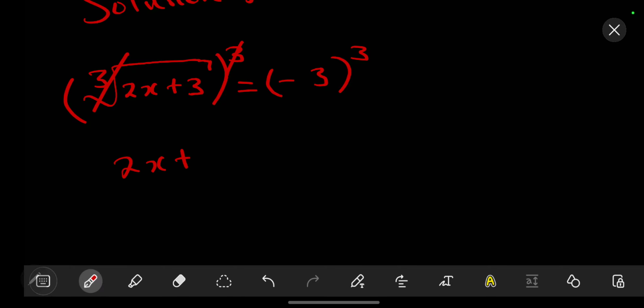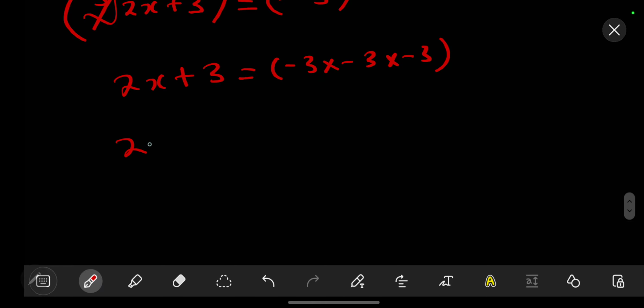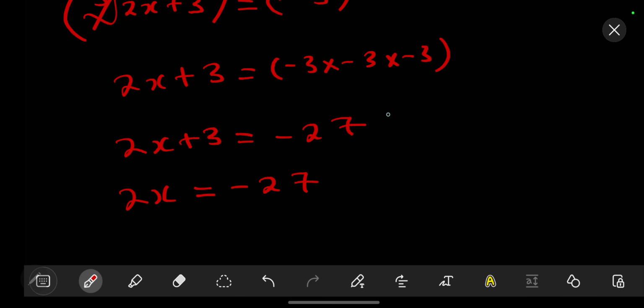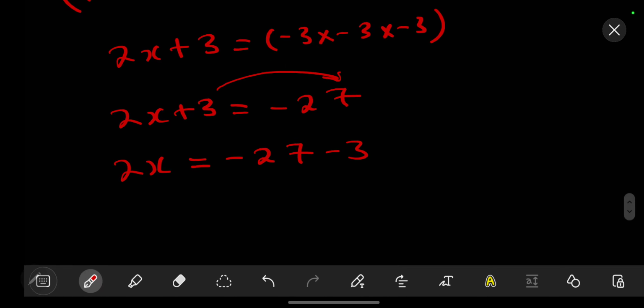So we remain with 2x plus 3 should be equal to negative 3 cubed, which means negative 3 times negative 3 times negative 3. Negative 3 times negative 3 is 9, times negative 3 is negative 27. So we have 2x equal to negative 27, then we take the 3 to this side, it will be minus 3. So we have 2x should be equal to negative 30.